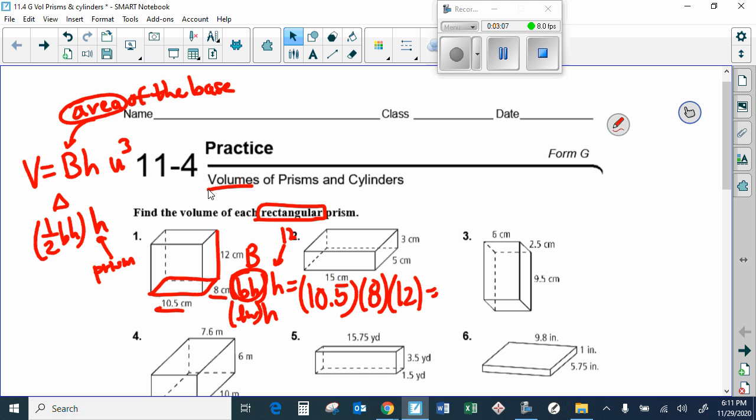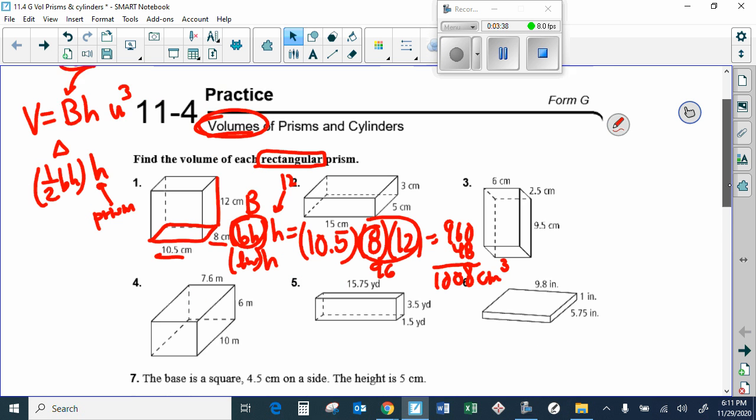So here 8 times 12 is 96. 96 times 10 is 960. Plus half of 96 is 48. So that would give me 1008. Is what that should multiply to. Cubic centimeters. Remember, it's cubed because I multiplied 3 variables together. Length times width times height. Volume is always cubed. So anytime this whole page, you better have cubed whenever asked about the volume.